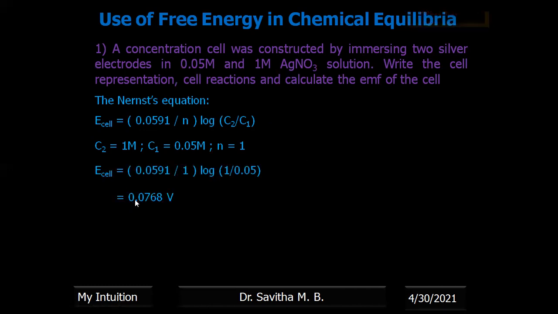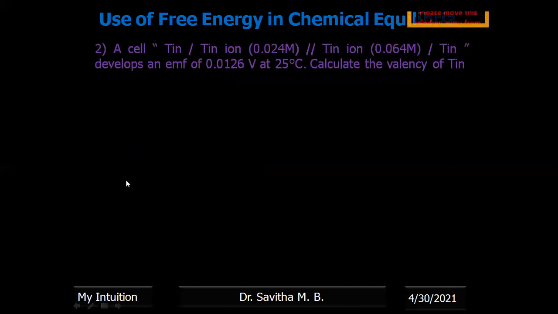Substituting all that, we have the E cell as 0.0768 volt. Okay, so this is the answer for the first problem. Okay, the second problem is a cell representation given. Tin ion of 0.024 molar, salt bridge, tin ion 0.064 molar, bar tin. This is a cell representation. Now this cell develops an EMF of 0.0126 volt at 25 degrees. 25 degrees means standard temperature. Calculate the valency of tin.